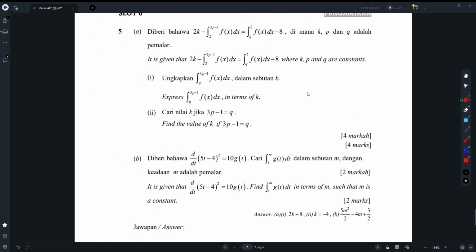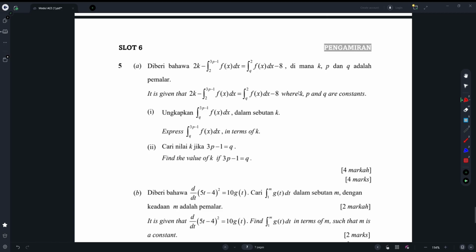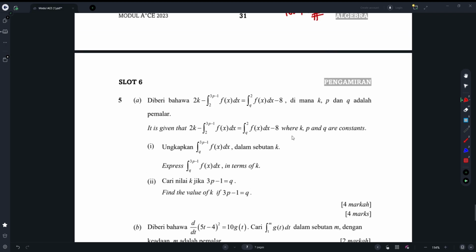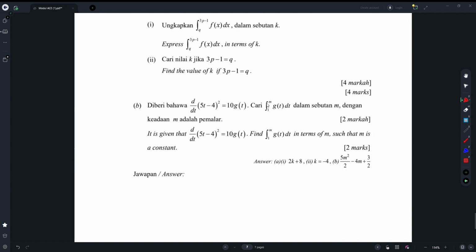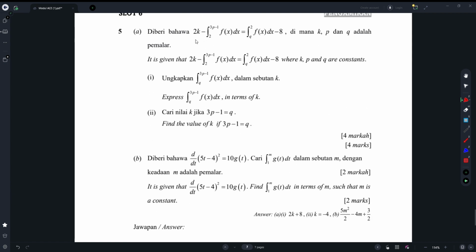Okay, so we move to the last topic for today, which is about integration. So let us look into this. We will finish within the next 10 minutes, hopefully. Here for this question, we have a particular statement: 2k minus the integral of f(x) equals the integral of f(x) minus 8, and so on, where k, p and q are constants. So we have to express this particular term in terms of k. So how to do this?